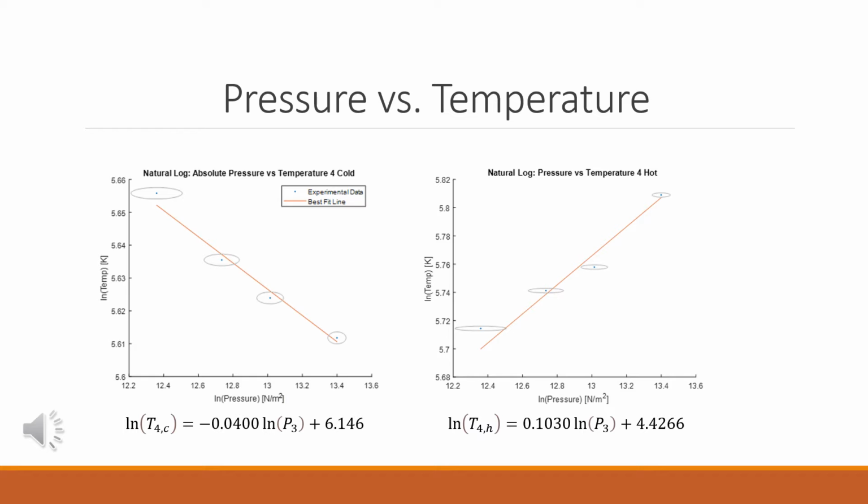The rate of change of temperature with respect to pressure increase is greater for the hot output. This is shown by the slope of the equation for T4 hot being over twice the magnitude of the slope for T4 cold.